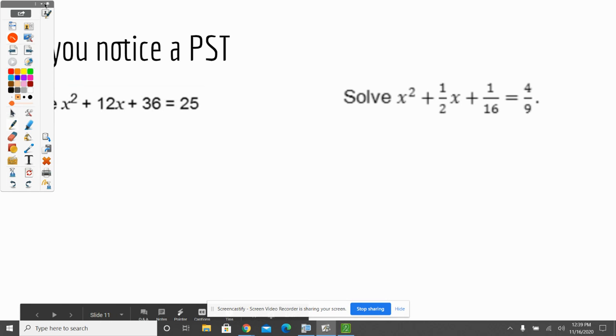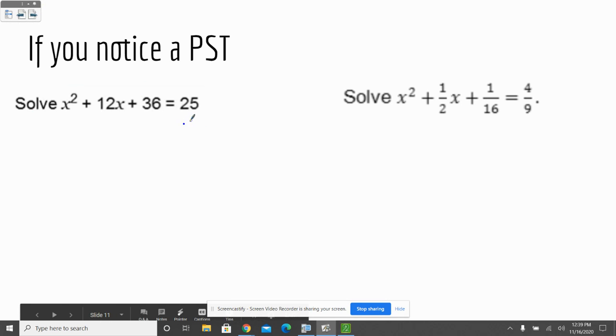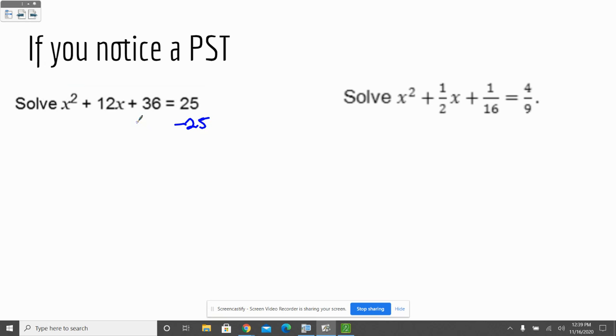How can we do this? So we're going to get 0 on one side. We're going to subtract 25, which is what we did before, and we get x squared plus 12x plus 11 equals 0. Now here's how you complete the square. You may remember from Algebra 1 where you could draw boxes. You can model this out with squares and rectangles.